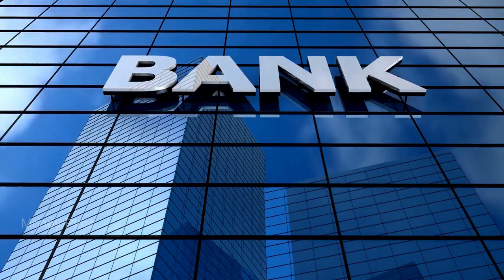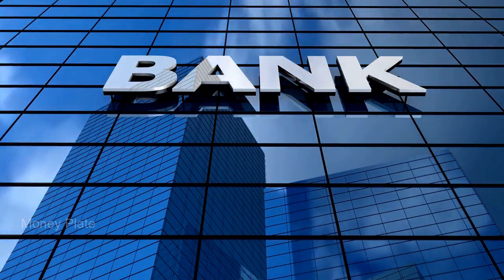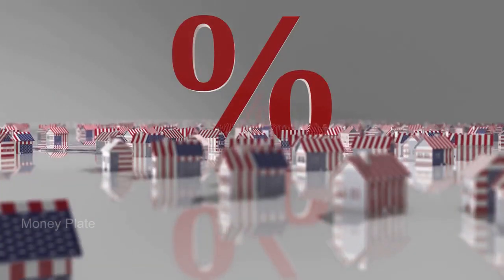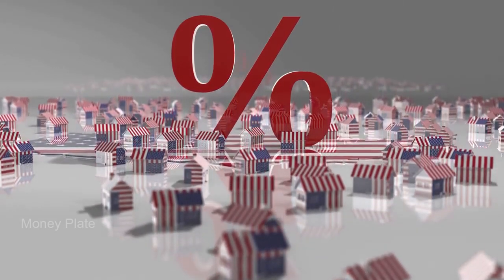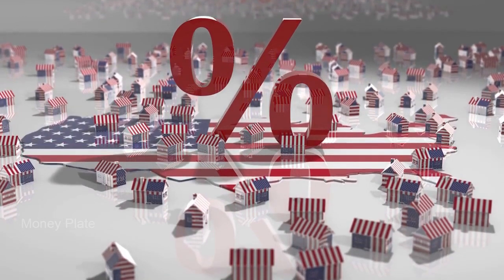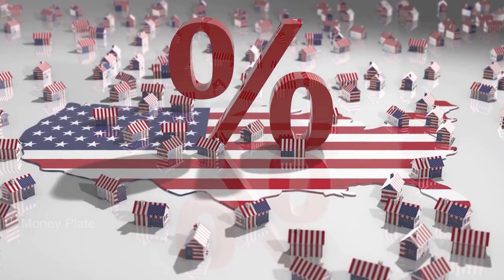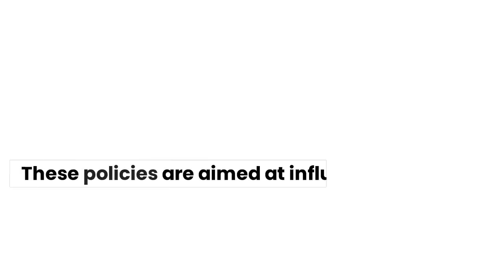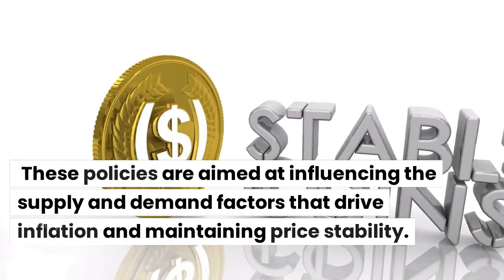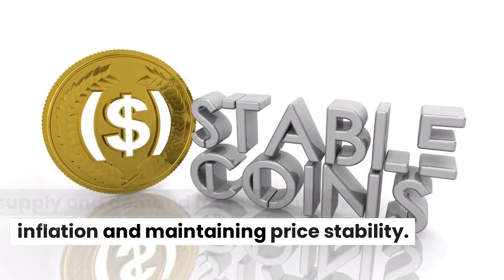6. Government and central bank responses to inflation. Governments and central banks often implement policies to manage inflation. These may include monetary policies, such as adjusting interest rates, open market operations, and reserve requirements, and fiscal policies, such as government spending, taxation, and regulation. These policies are aimed at influencing the supply and demand factors that drive inflation and maintaining price stability.